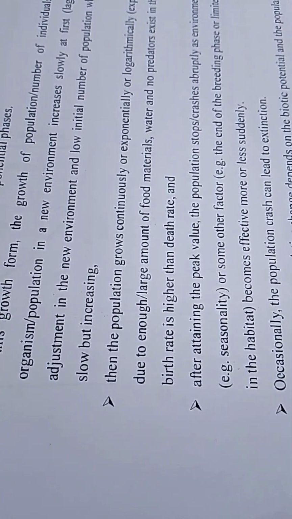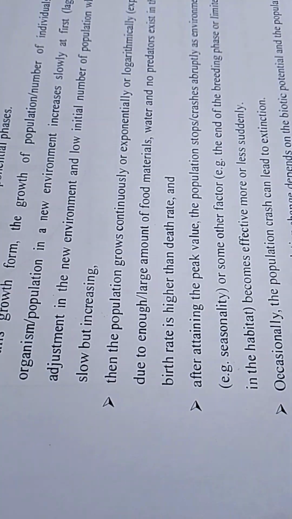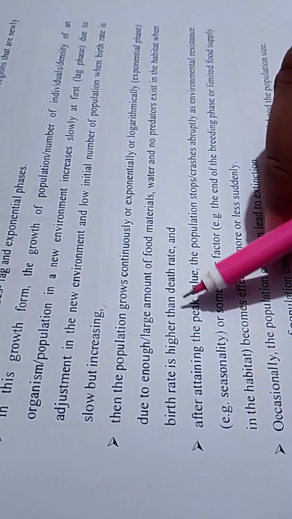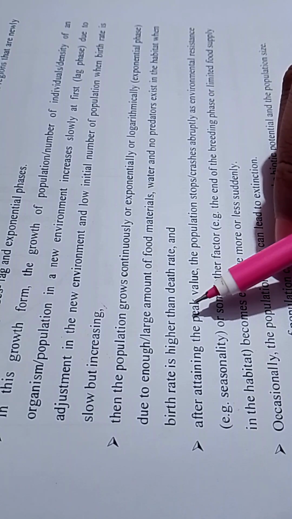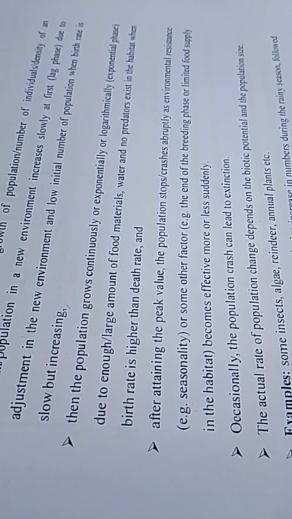Then the population grows continuously or exponentially or logarithmically, the exponential phase, due to enough or large amount of food material, water, and no predator existing in the habitat, when birth rate is higher than death rate.